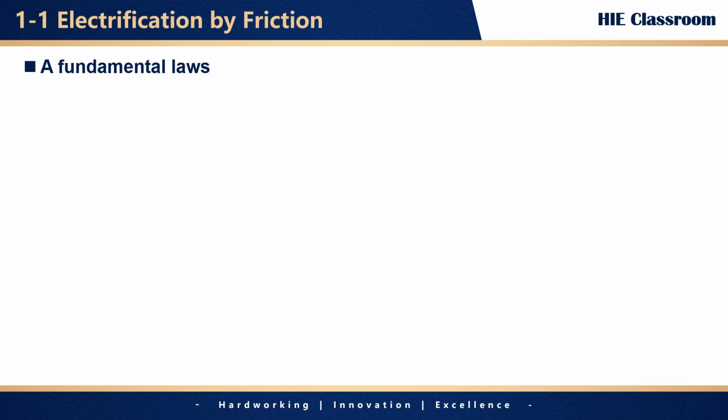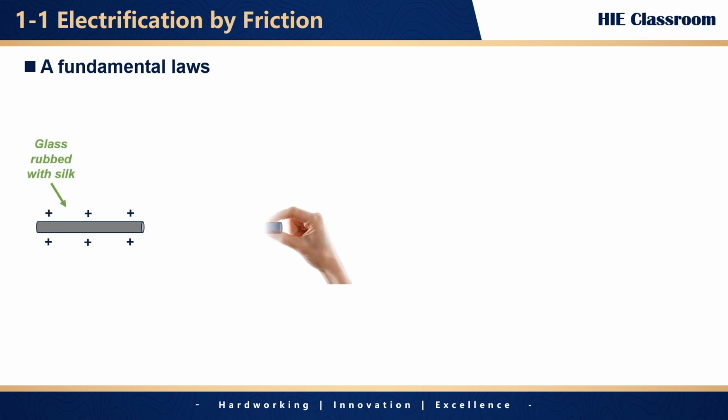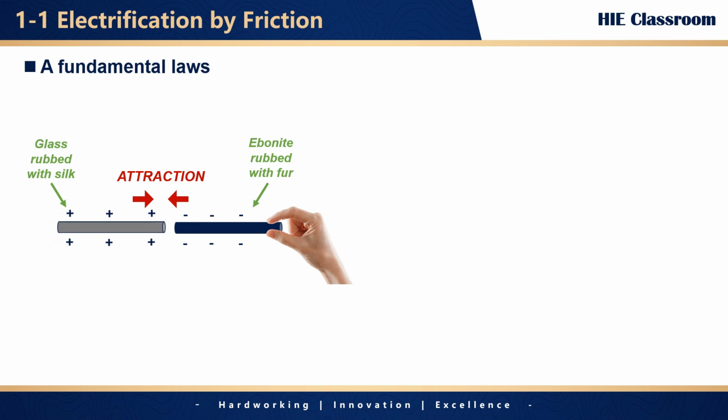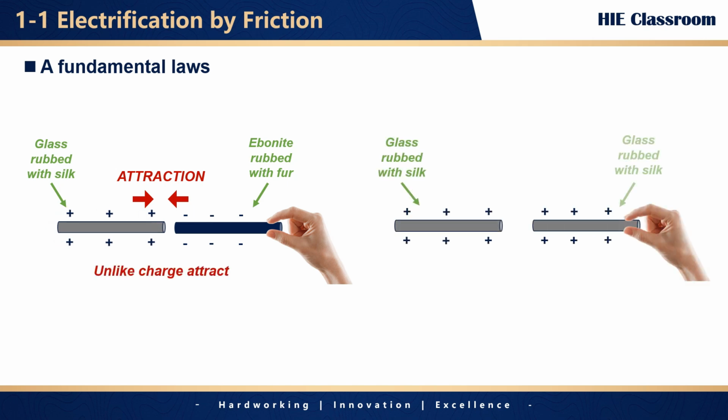Similarly, it is found that glass rubbed with silk and ebonite rubbed with fur do the same thing. Here is where it gets interesting. When we bring a silk-rubbed glass rod to a fur-rubbed ebonite rod, they attract each other. But how about two glass rods? They repel each other. Same with two ebonite rods.